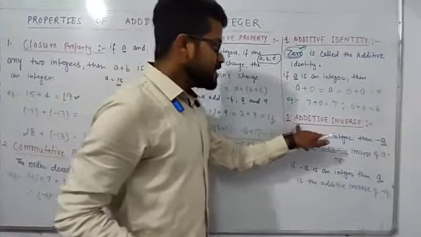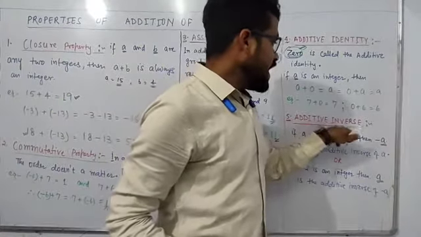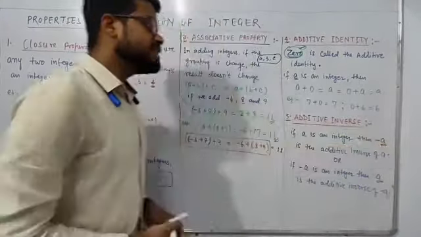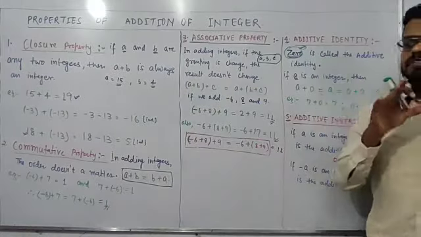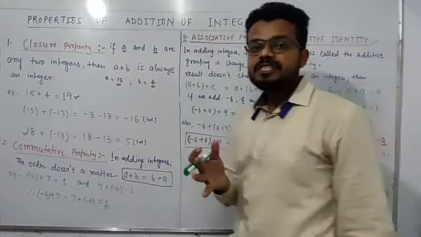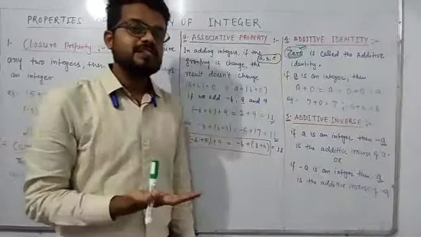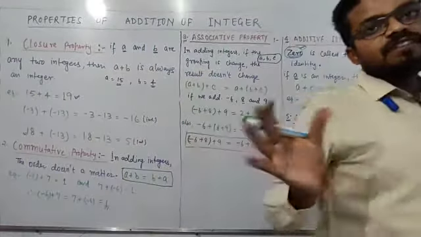Now the next one, and the last one, is additive inverse. What is additive inverse? If we have any number like 5 and the question asks what is the additive inverse of 5, we simply change the sign of that number. If we have 5, then the additive inverse is -5. If we have -5, then the additive inverse is 5.